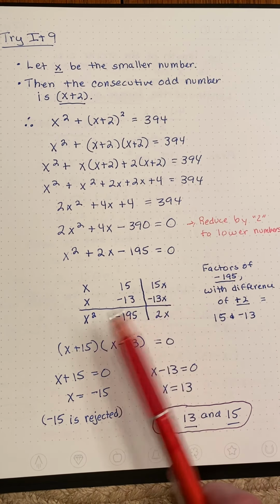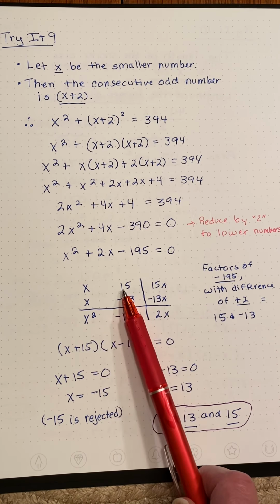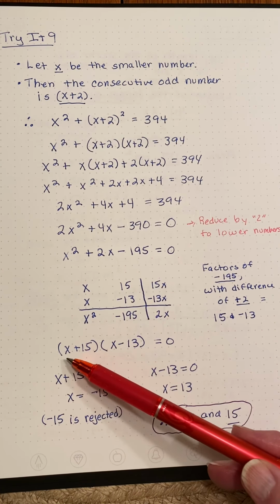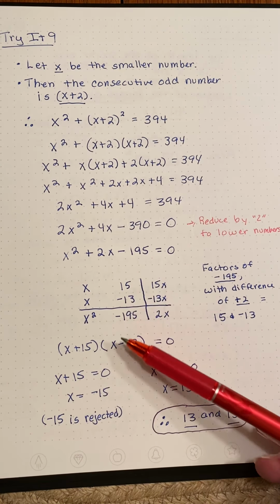We end up with 15x and negative 13x, and putting them together, I have my difference of 2x. Then I go across, I have x plus 15 and x minus 13 is 0. And I solve it out. X is negative 15 and x is 13.